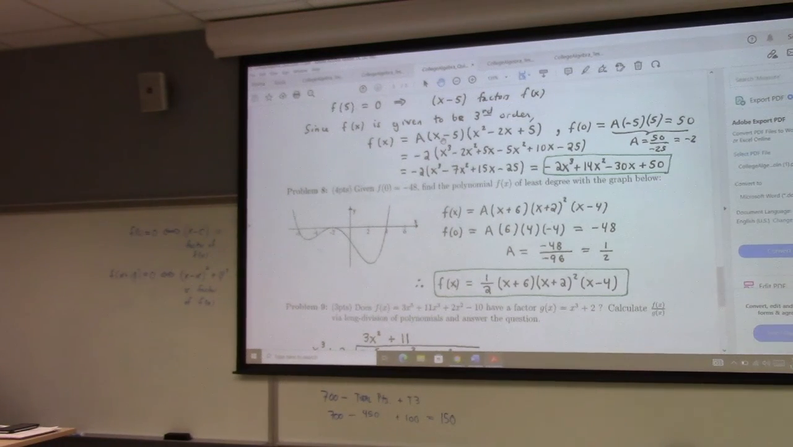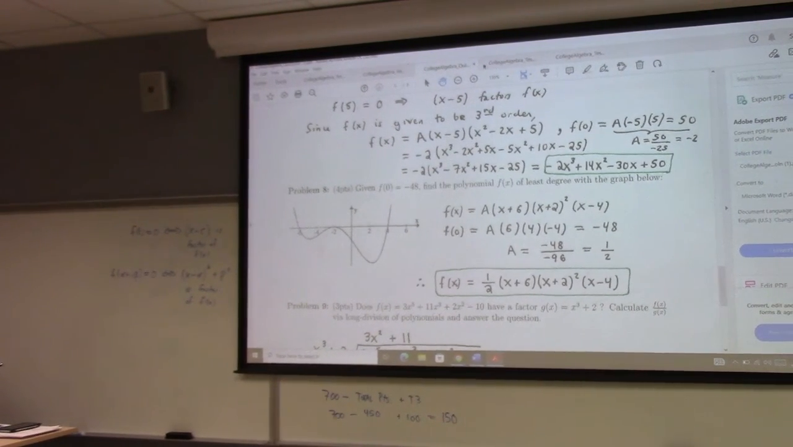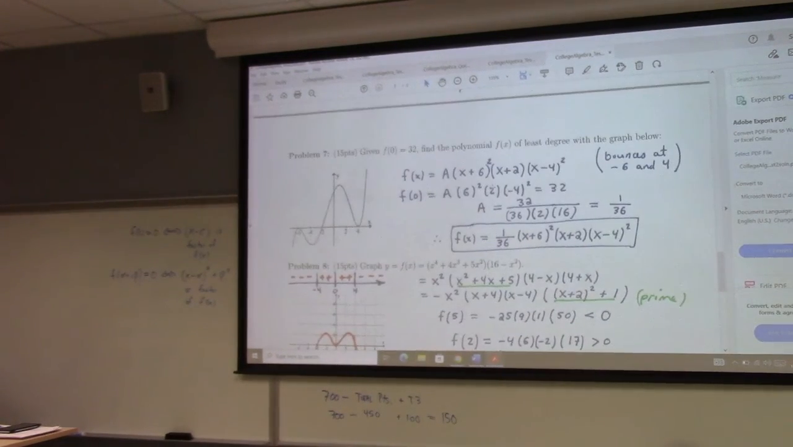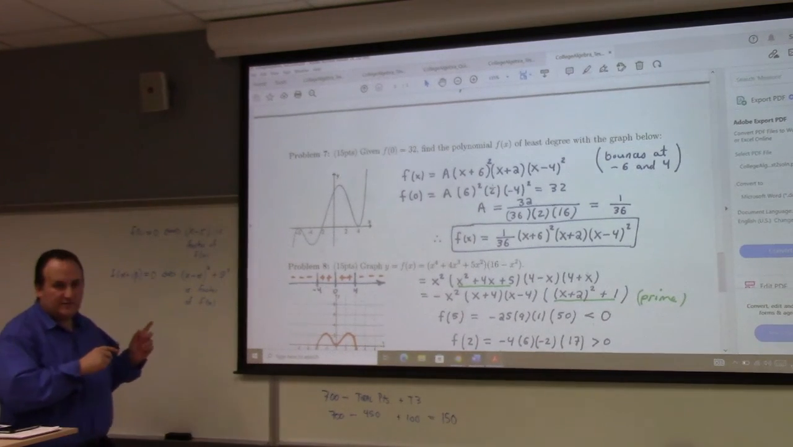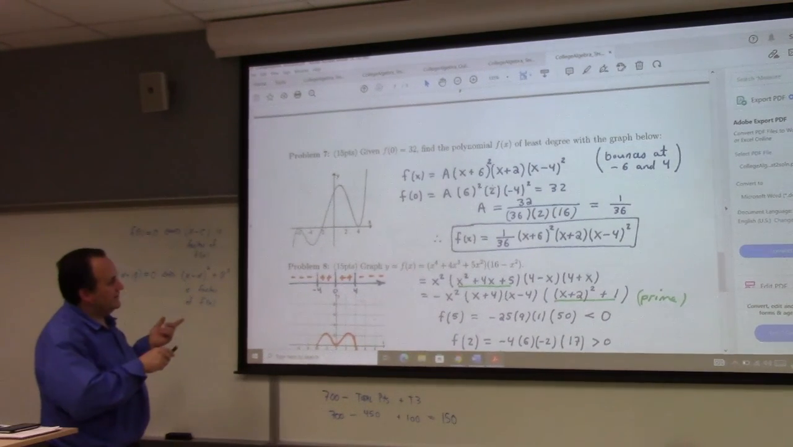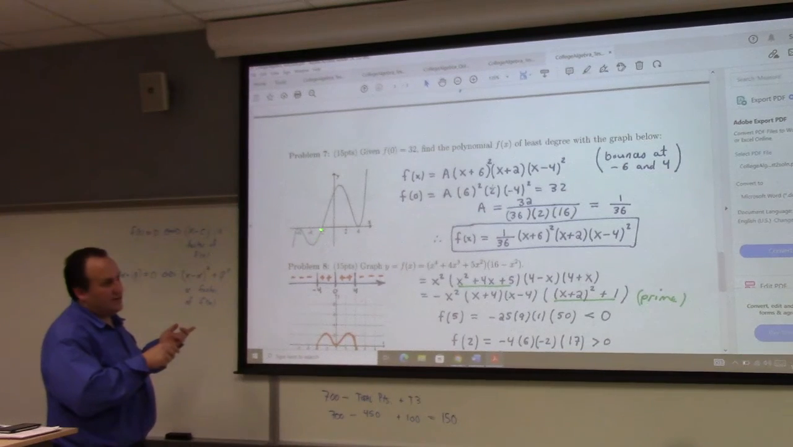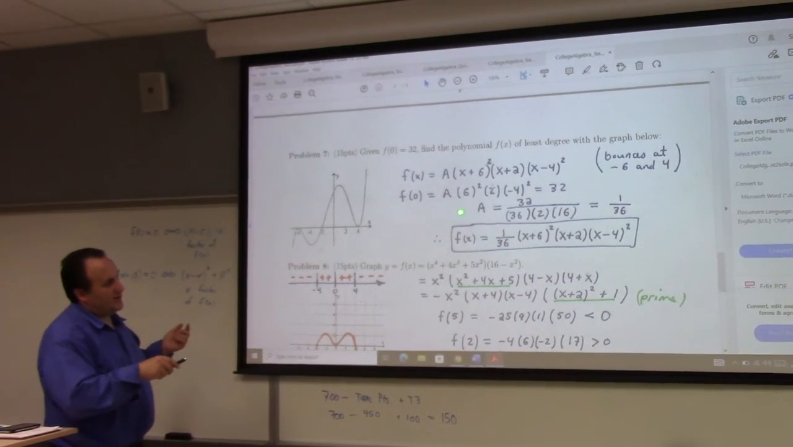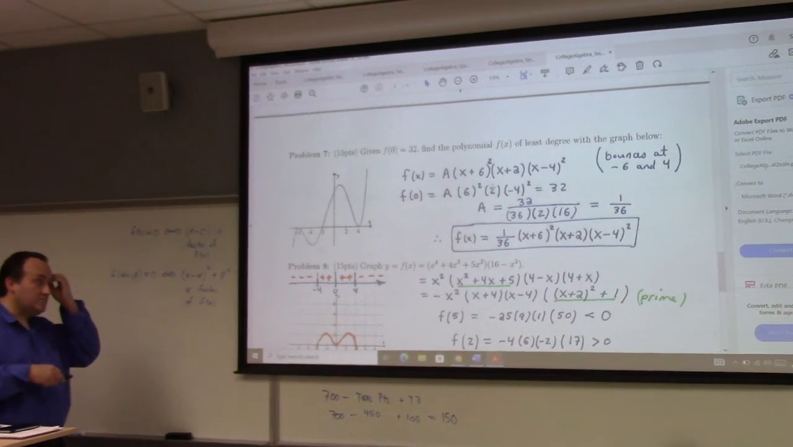You can contrast this problem with the one that was on the test, right? Which was this one here. What's the difference? The other one had 2 crossings and 1 bounce. This one has 2 bounces and 1 crossing. So for the 2 bounces, I have the squares, and for the crossing, I just have first order. And again, the multiplier we figure out from where the y-intercept is in this case.